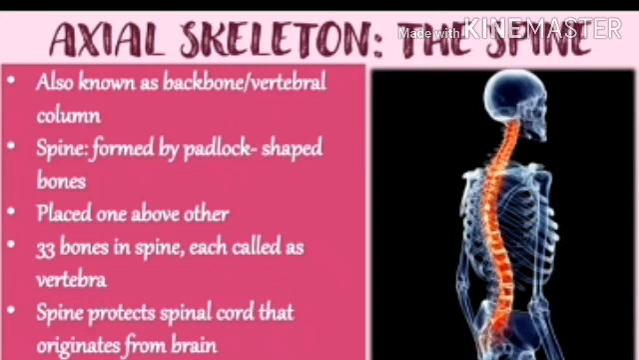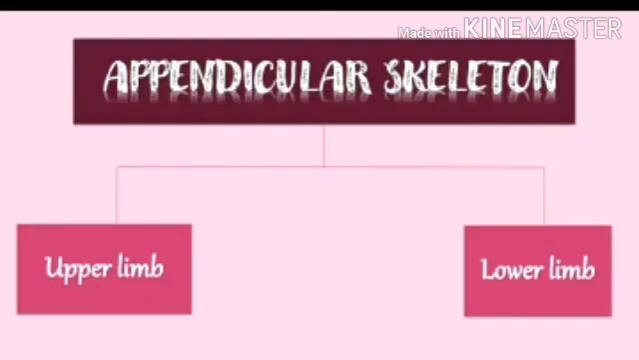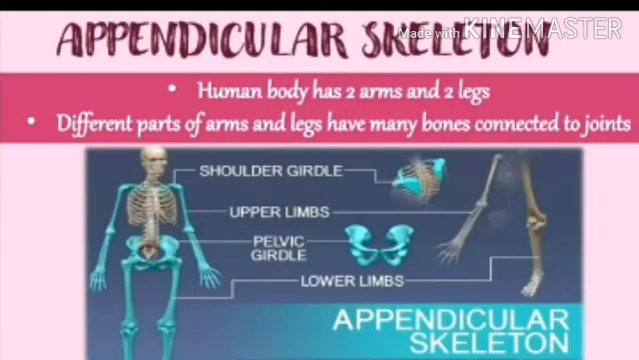Now let's see the appendicular skeleton. The appendicular skeleton has two parts, the upper limbs and the lower limbs. See, the human body has two arms and two legs. The different parts of the arms and legs have many bones connected by joints. See in the picture, all those blue colored parts are the appendicular skeleton.